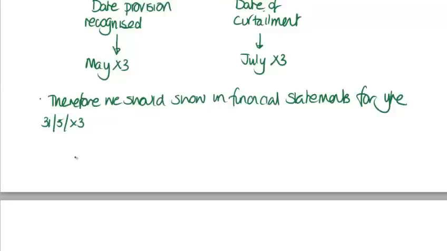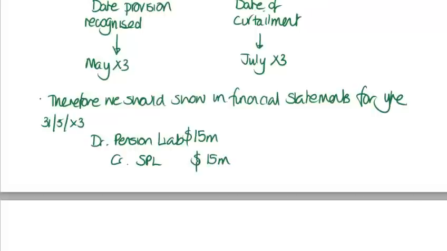what's happening here? We're going to debit our pension liability $15 million and credit statement of profit and loss $15 million.